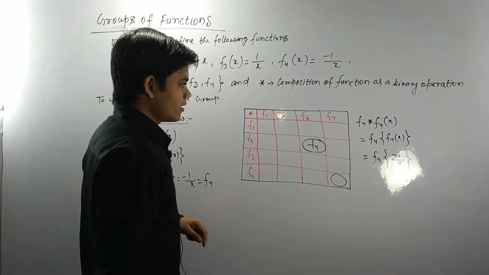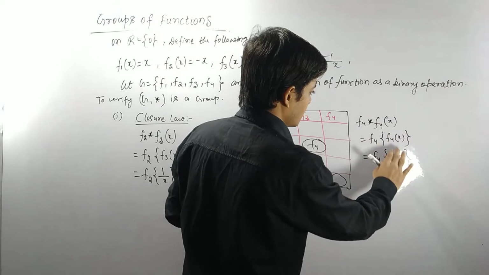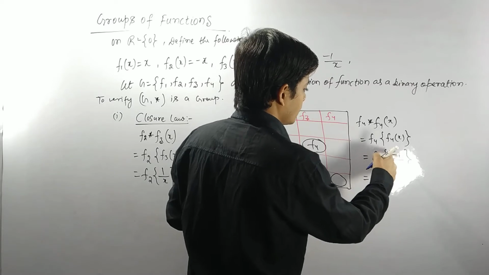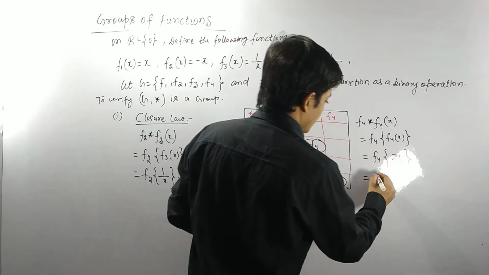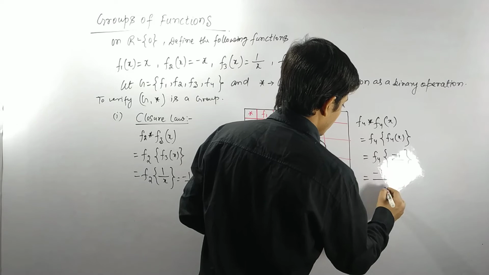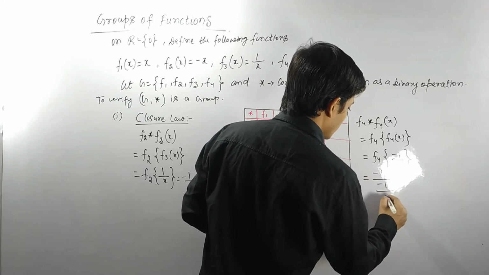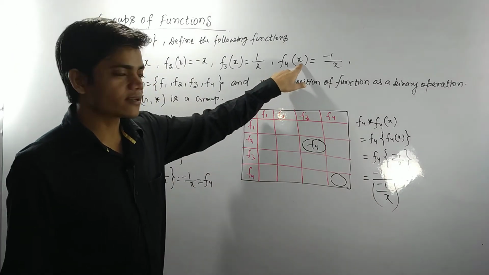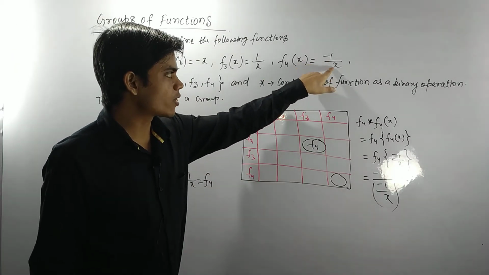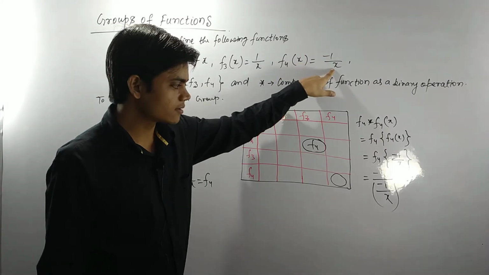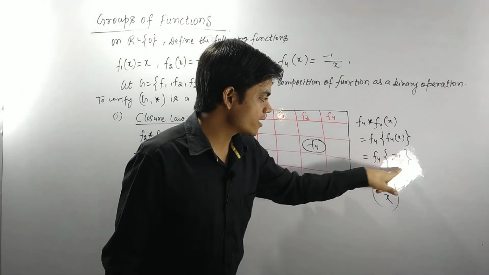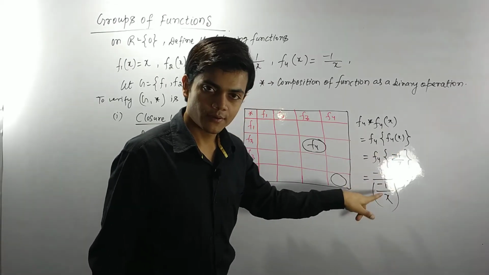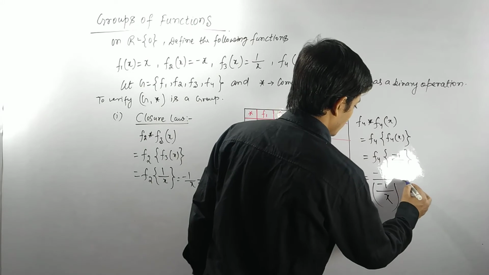So, from here, what would you say? F4 of minus 1 by x is what? Minus 1 upon minus 1 upon x. Why have you written this? Because f4x is defined as minus 1 upon x. Here is x, so here is x. Here is f4 of minus 1 by x, so minus 1 and upon whatever is here. Alright, so this would become what? X.